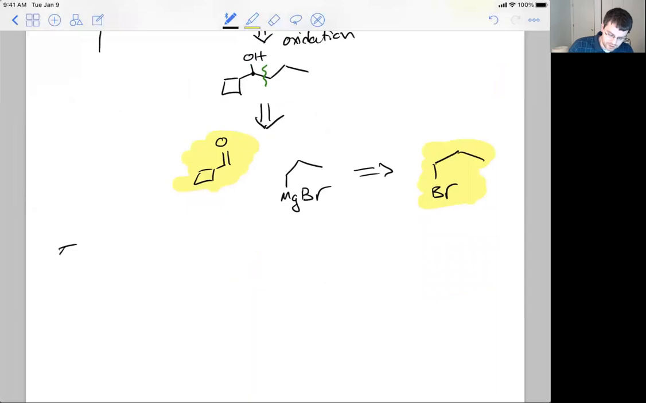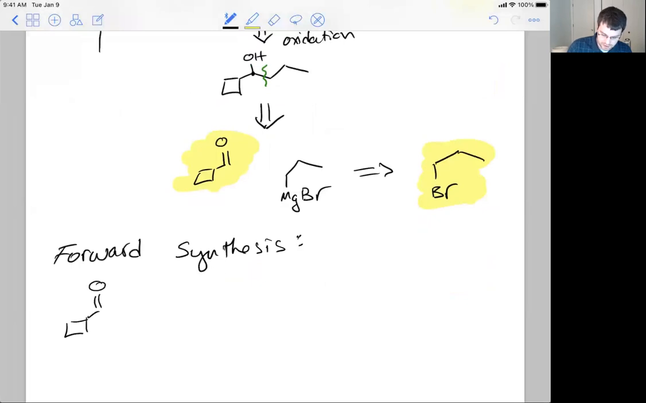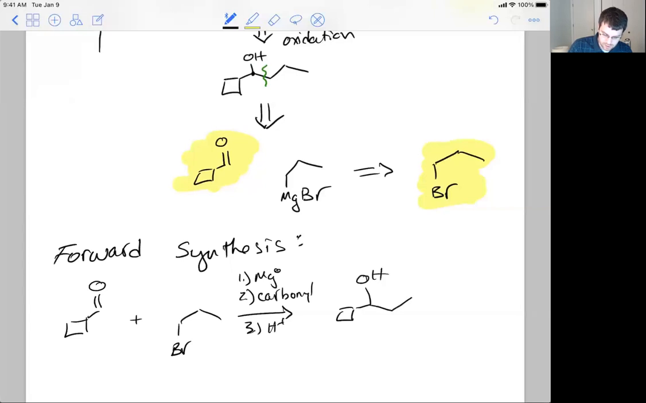So now our forward synthesis for a second example with this same target molecule is, we start here with the cyclobutane having a carbonyl. We add that to our haloalkane. Step 1 is magnesium, Step 2 is the carbonyl. And step 3 is H+. That's going to give rise to this molecule here.